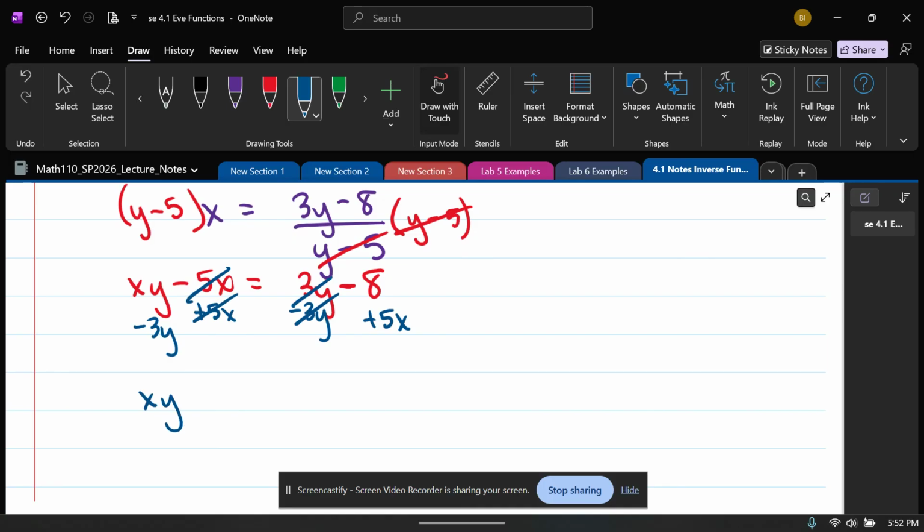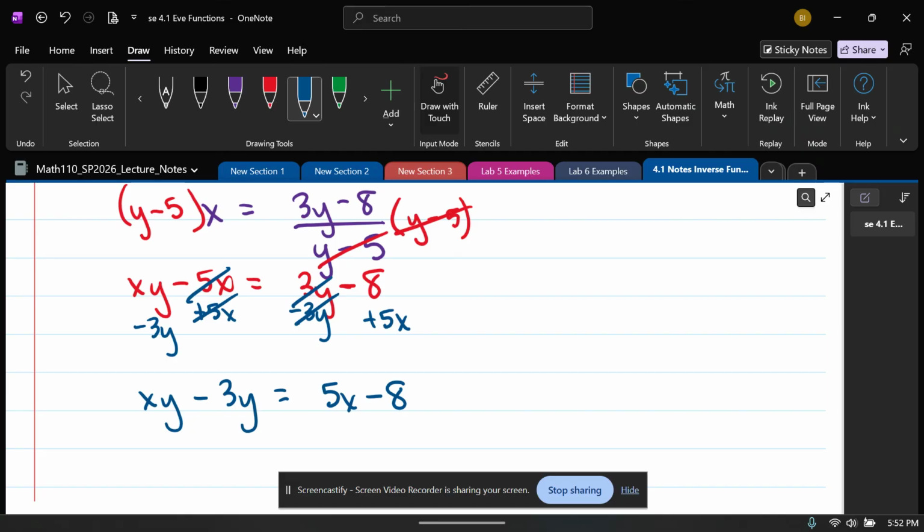So I get xy minus 3y. And then I'm going to write it as 5x minus 8. I just like putting my letter stuff in the front. It really doesn't matter, but I like having the x's in the front. Keep your x's in front of you where you can see them. You don't have to worry about it. Joke, kids. All right.